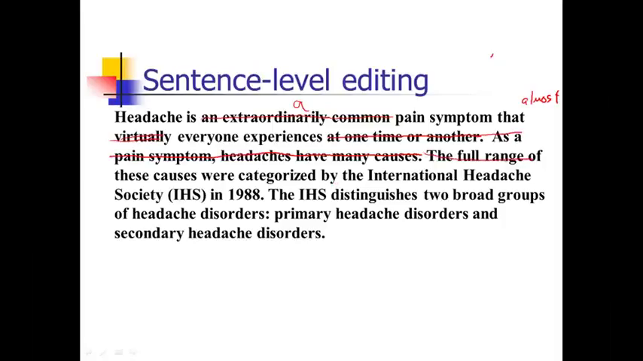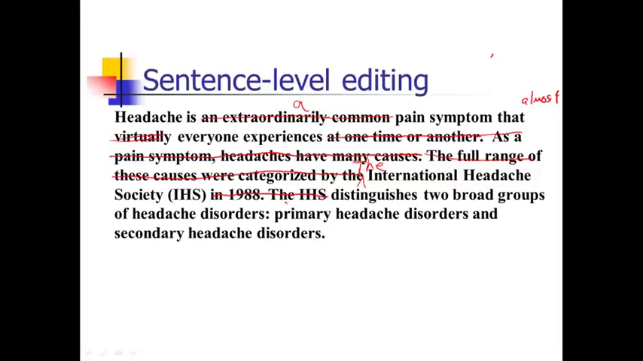Well, you know what? I actually went through and deleted all of that, because I can just say how the IHS categorized them, and then I don't need to tell the author. Obviously, if I'm giving the categories from the IHS, the IHS must have categorized them. I'm going to get rid of the fact that they did this in 1988. I don't really think that's an important detail unless the author came back to me and said that was really important. So I'm going to start at the International Headache Society.